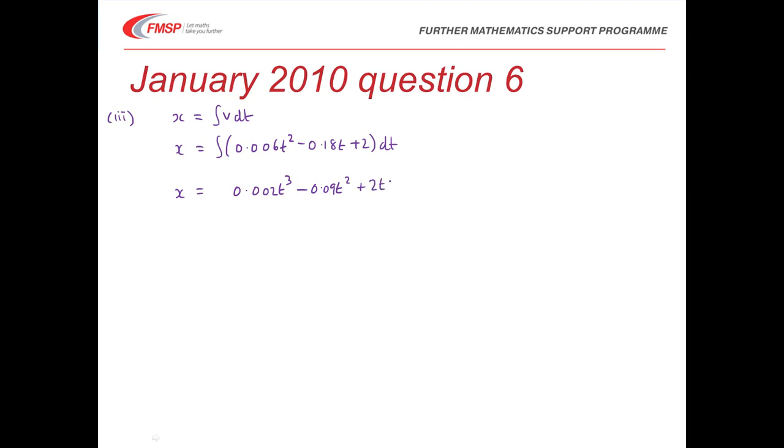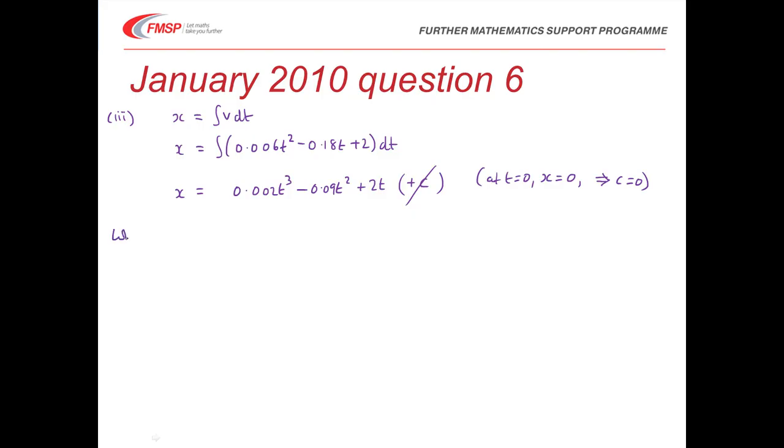Now we need to allow for there being a constant. However, what do we know? We know when t equals 0 that the distance travelled is 0, and looking at this expression, when x is 0, t is 0, t cubed is 0, t squared is 0, t is 0, and therefore we can see that in fact c is also going to be 0. So that's handy. I have my expression for x.